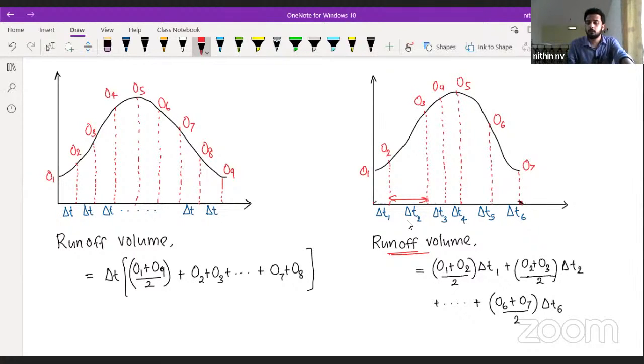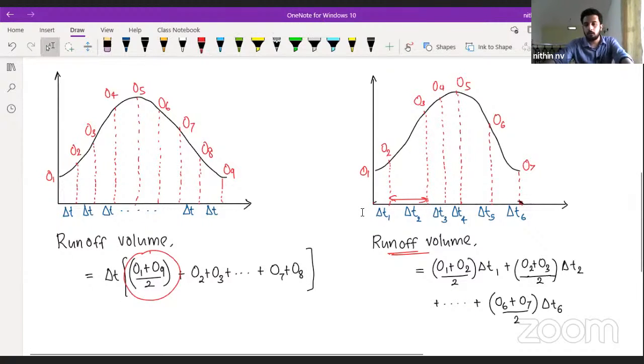Whenever we are coming to unit hydrograph or direct runoff hydrograph, we know the first and last ordinates will be 0. So this shape we are going to get for a flood hydrograph only. For unit hydrograph as well as for direct runoff hydrograph, the first and last ordinates will be 0. So this portion will be eliminated. So if it is a unit hydrograph or direct runoff hydrograph, we can directly take runoff volume is equal to the sum of the ordinates multiplied with the time interval.